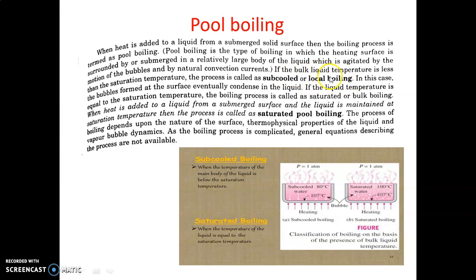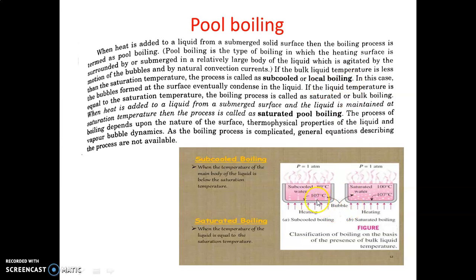If the bulk liquid temperature is less than the saturation temperature, the process is called subcooled or local boiling. Saturation temperature is nothing but the boiling point of that liquid. Suppose we are using water, so water has a 100 degrees Celsius boiling point. That is called the saturation temperature of water. So if the liquid temperature is less than the saturation temperature, then that process is called subcooled boiling or local boiling.